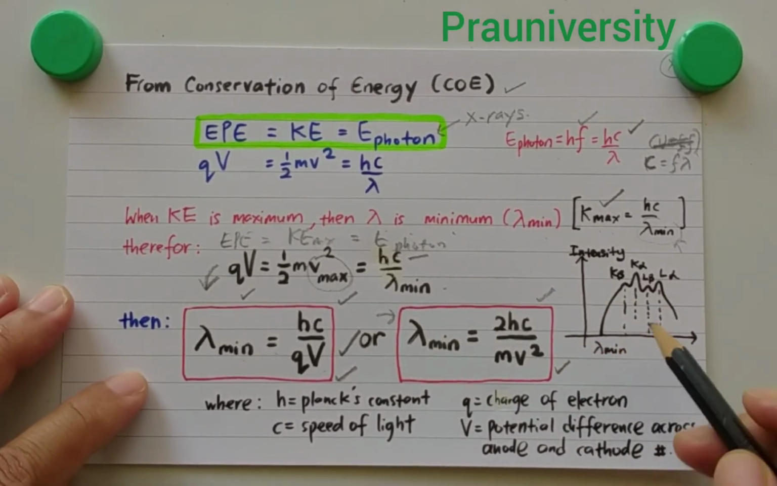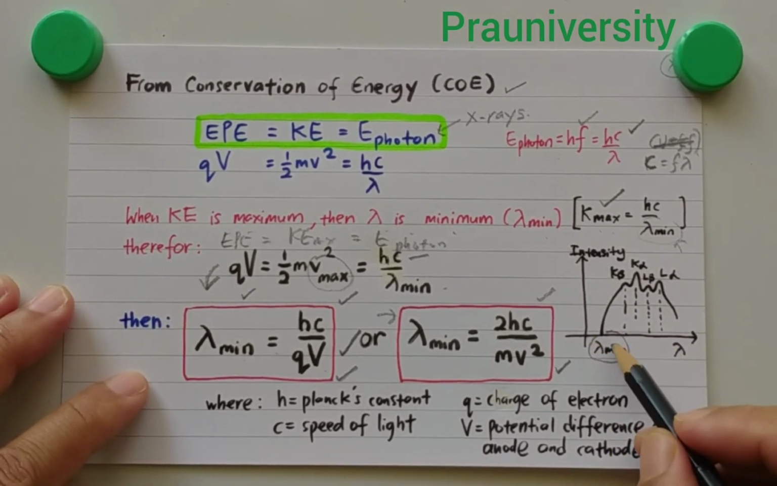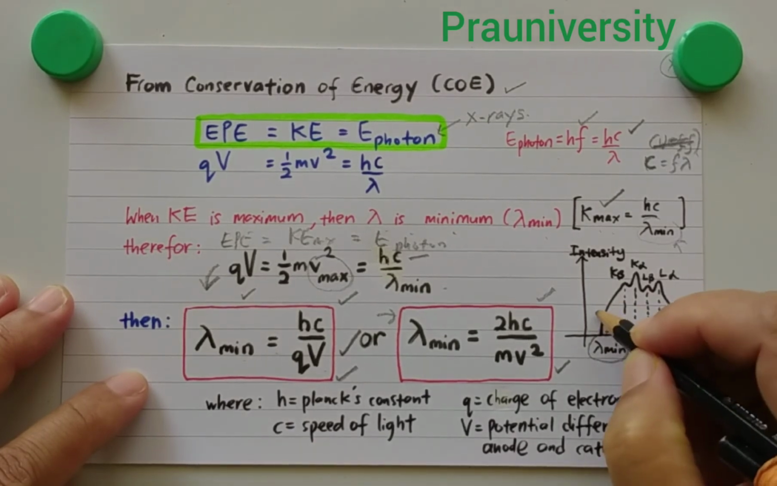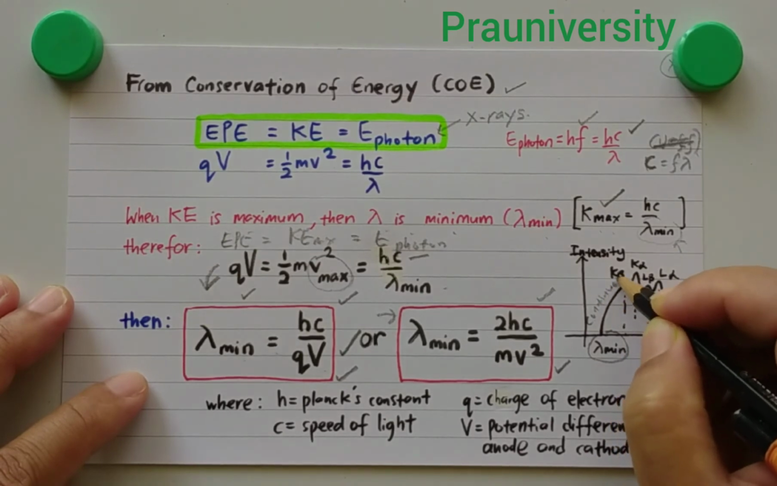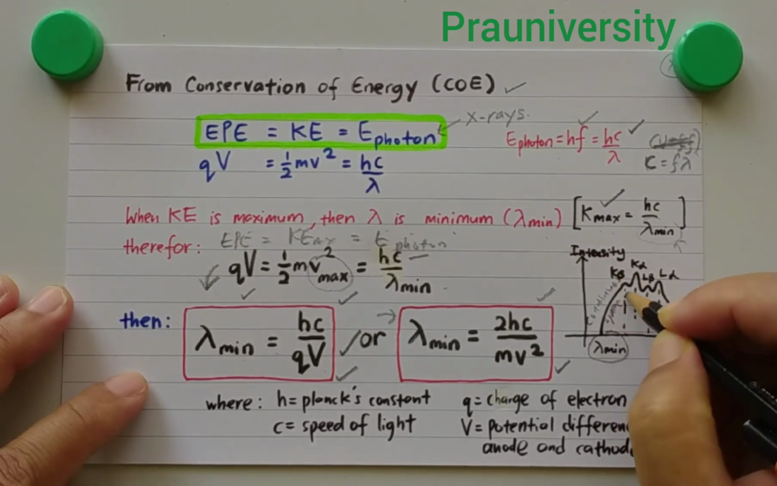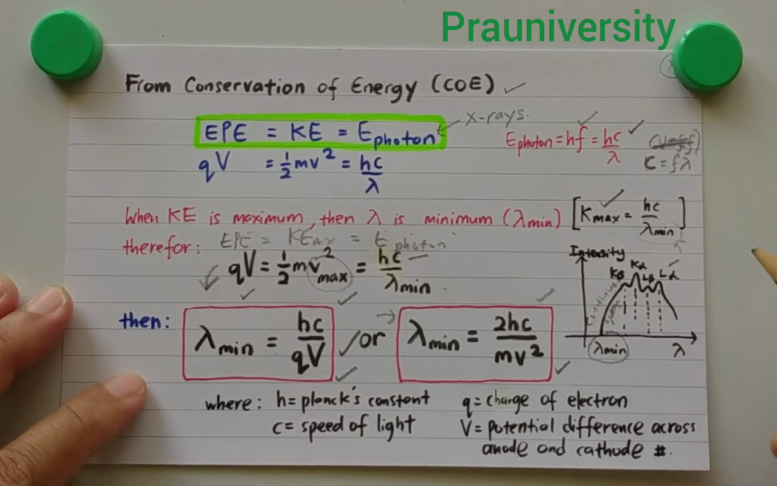So that means we can find the lambda min for the continuous spectrum. This one is the continuous spectrum. Here is the line spectrum. K beta, K alpha, L beta, L alpha is the line spectrum.